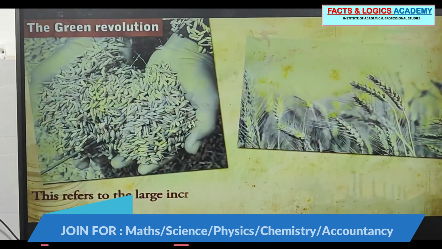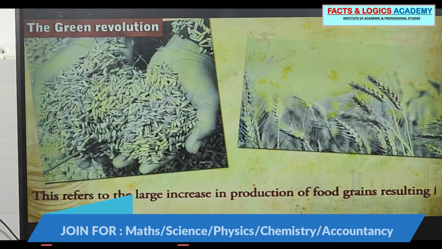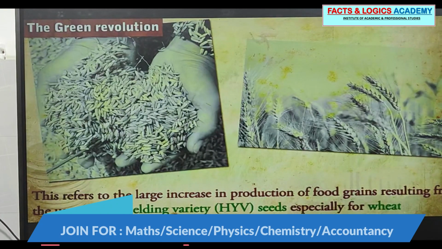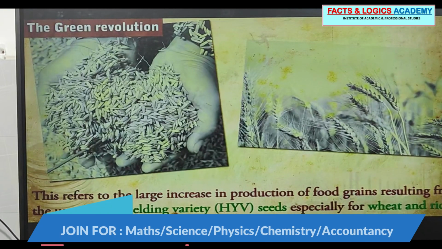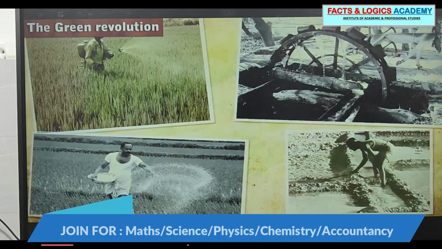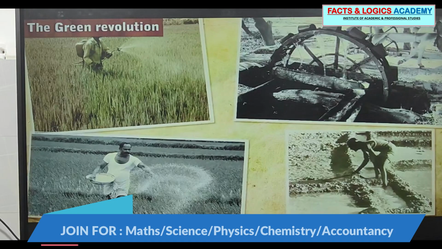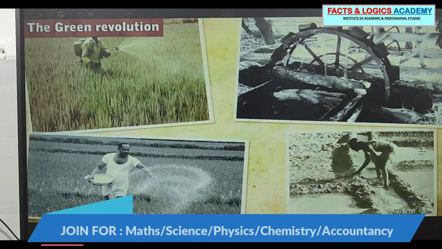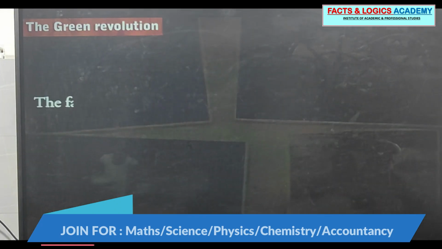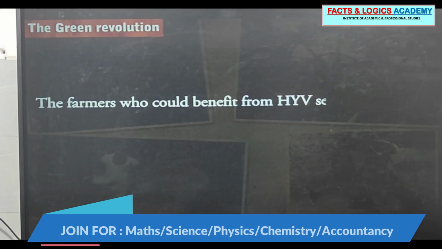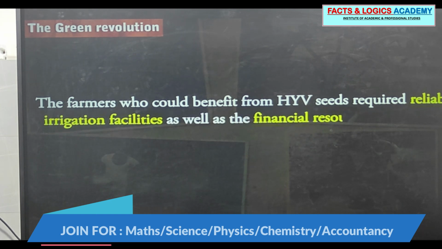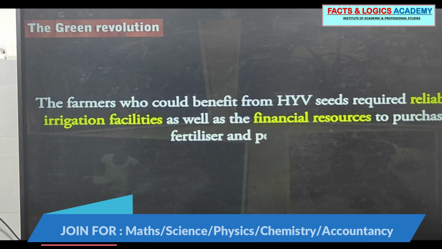This refers to the large increase in production of food grains resulting from the use of high-yielding variety or HYV seeds, especially for wheat and rice. The use of these seeds required the use of fertilizers and pesticides in the correct quantities, as well as regular supply of water. The application of these inputs in correct proportions is vital. The farmers who could benefit from HYV seeds required reliable irrigation facilities as well as the financial resources to purchase fertilizers and pesticides.